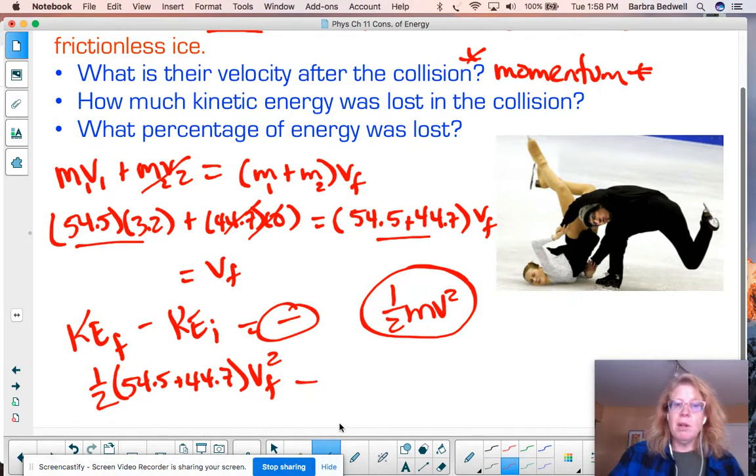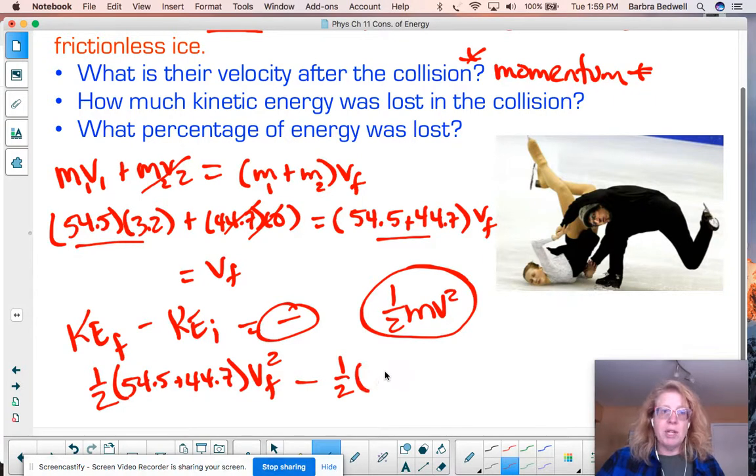Then you would look at what your initial kinetic energy is. So we look back at our original problem. In the original part of the problem, only one skater was moving. The other skater wasn't moving. So we would just look at the kinetic energy of the one skater that was moving, which was 54.5, and their velocity was 3.2. Make sure that you square it.